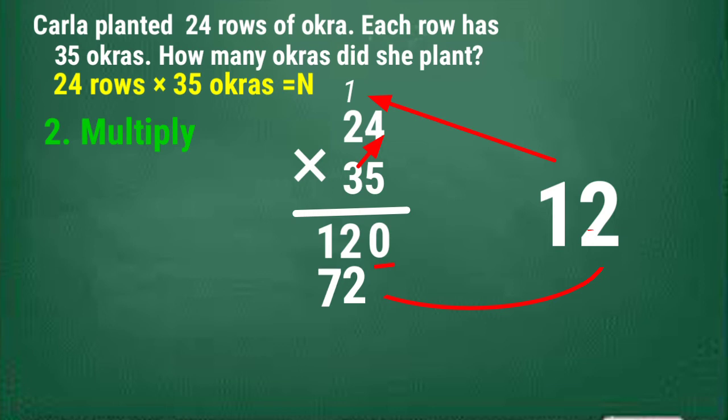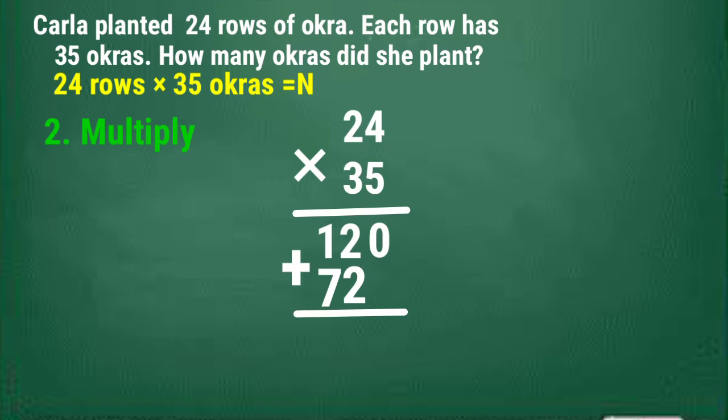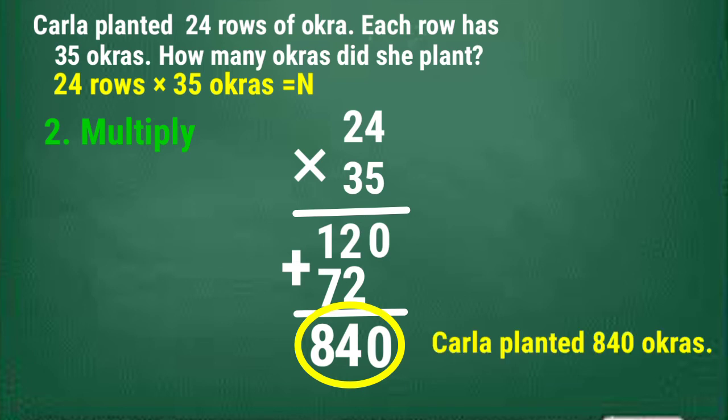And lastly, we have to add the subproducts. Our subproducts are 120 and 72. We have to add. Bring down 0. 2 plus 2 is 4. 1 plus 7 is 8. So your answer is 840. So 24 times 35 is 840. What is 840 here? That is our product, or the answer in multiplication. So our final answer is Carla planted 840 okras.